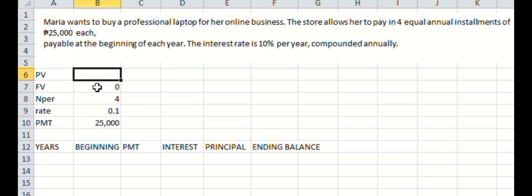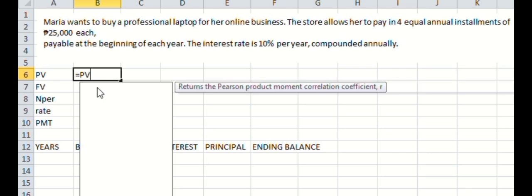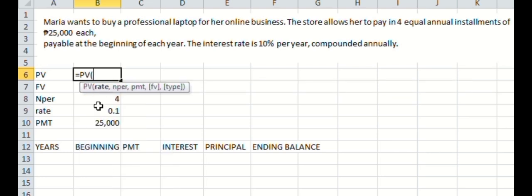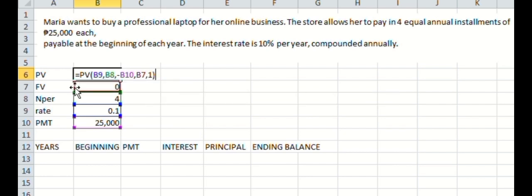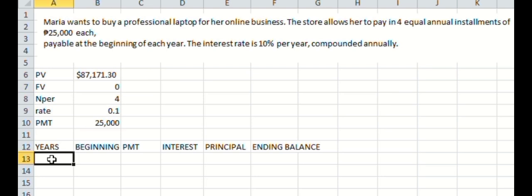To calculate present value in Excel, click a cell and type equal sign, PV, open parentheses. Click the rate cell, comma, click the NPER cell, comma, PMT, comma, click the future value cell or type 0, comma, and click the type cell or just type 1 because payment is at the beginning. Close parentheses and press enter. Now we have the present value, which is 87,171.30 pesos.